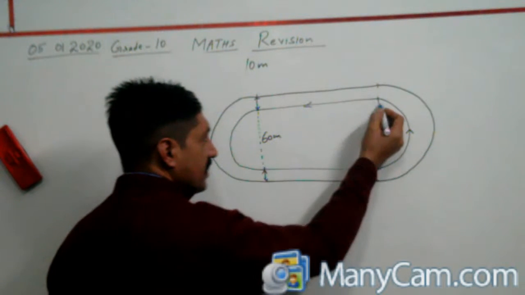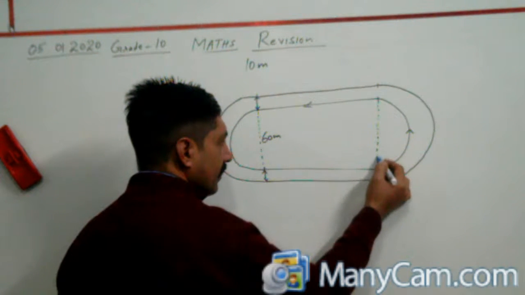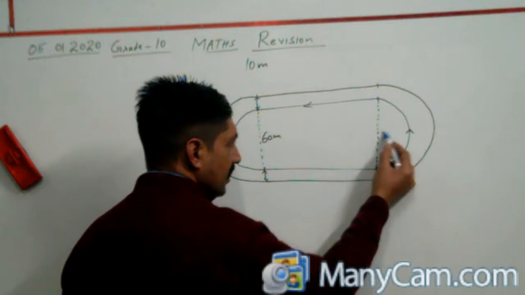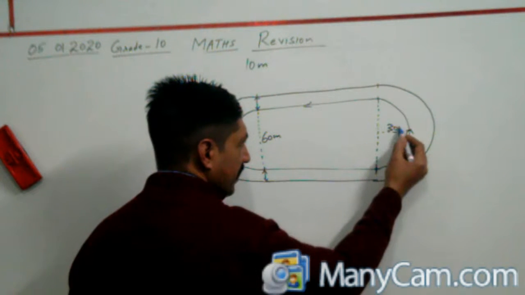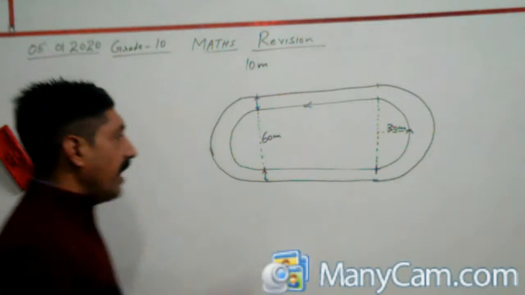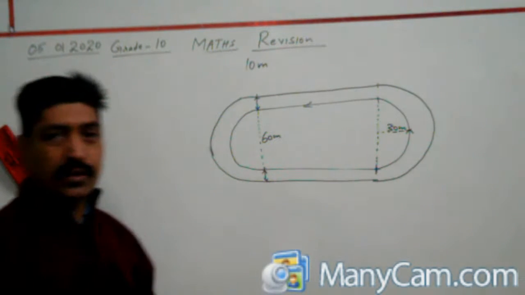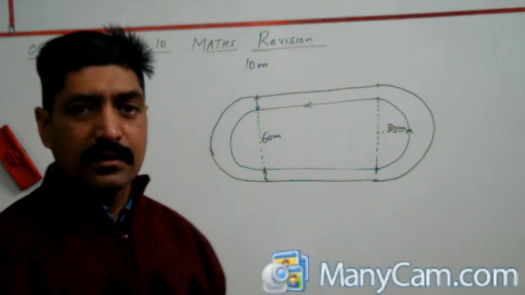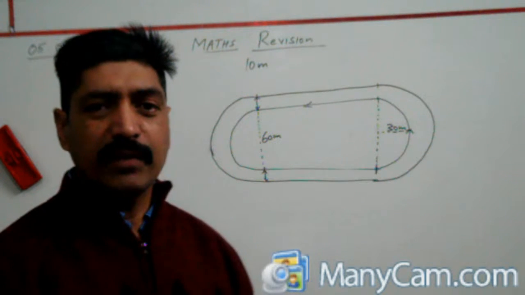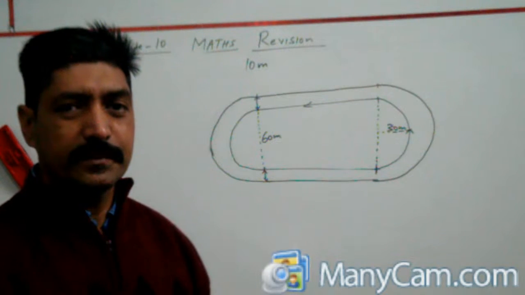So what is the radius? The radius of the inner track is 30, half of 60 is 30 meters. The diameter of the semicircle is 60. So between the inner track and outer track, the radius of the outer track will be 10 more: 30 plus 10, that is 40 meters.